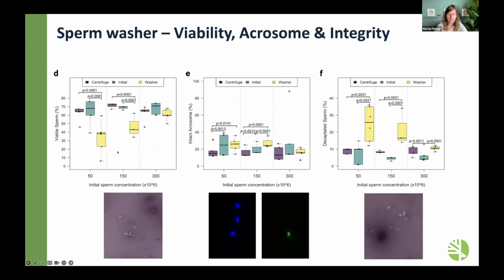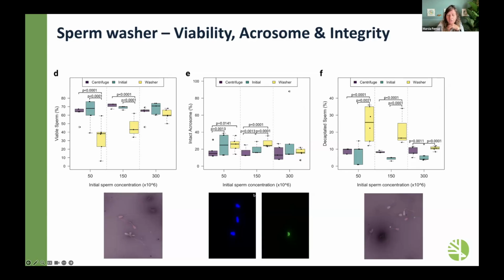We then checked for viability, using the nigrosin staining. When the sperm is pink, it's because the membrane is damaged, so it's not viable anymore. When it's transparent, it's viable. And again, we'll focus on the 300 million. There was no difference in viability between the fresh and the centrifugation.